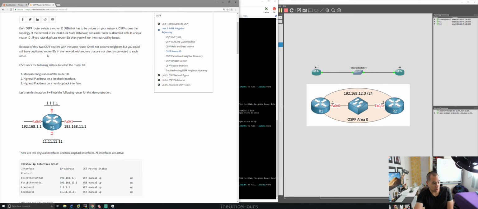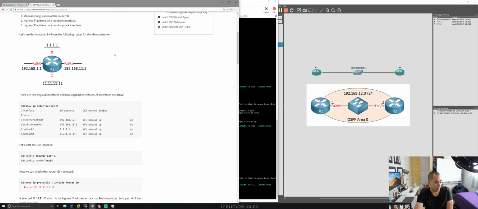OSPF uses the following criteria to select the router ID. One is you can manually configure it. Two is going to be the highest IP address on your loopback interface. And three is the highest IP but on a non-loopback interface.